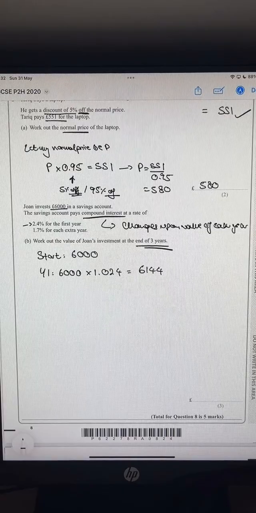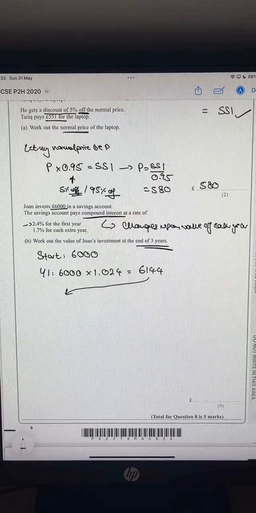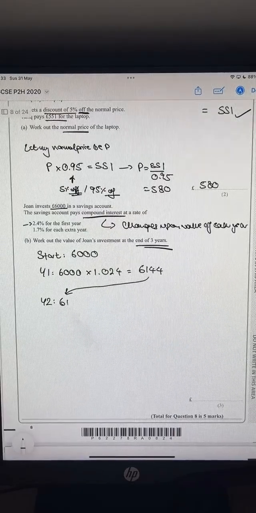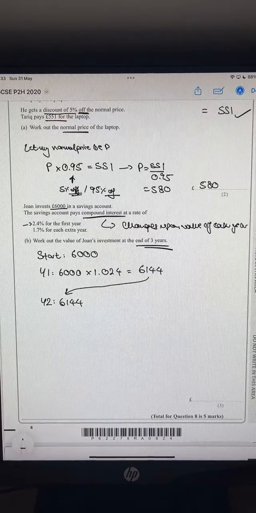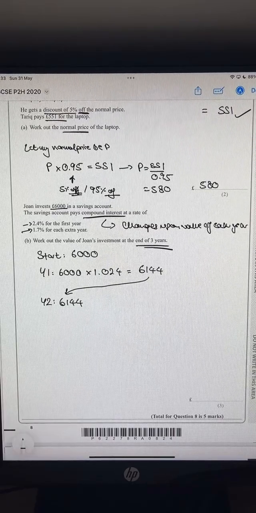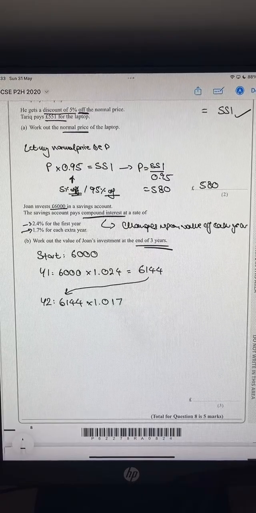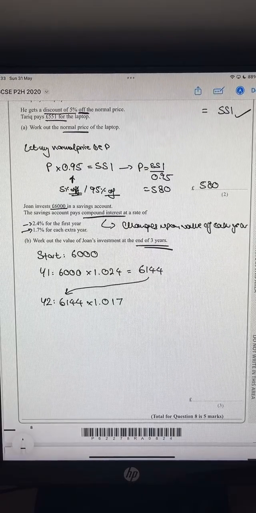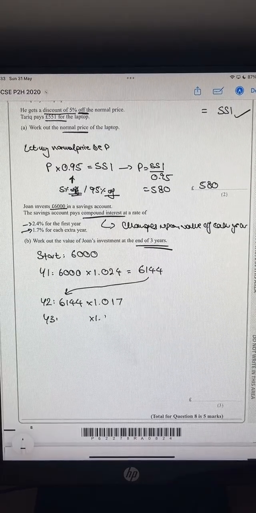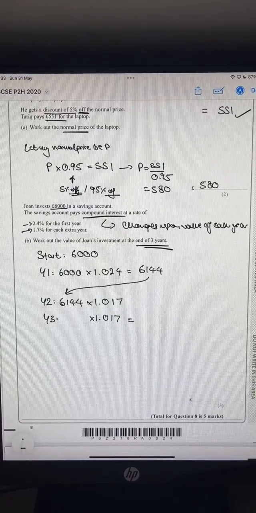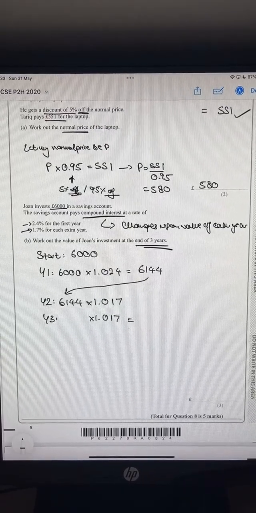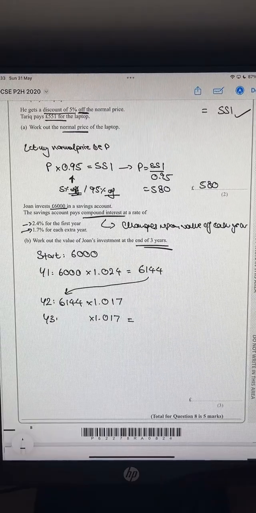Now this is where the compound bit is. Compound means like building up, right? It's building up. So I'm building onto my 6,144. So year 2 is my 6,144. But now it's not 2.4% increase, it's 1.7% because it's based on the previous year. So I multiply that by 1.017. Again, that's like 1%, and then that's like my decimals afterwards. And then for my year 3 is the same amount, so then I just multiply by 1.017 again. So I can just do that in one step because when you multiply and you multiply again, it's just increasing, hence compound.